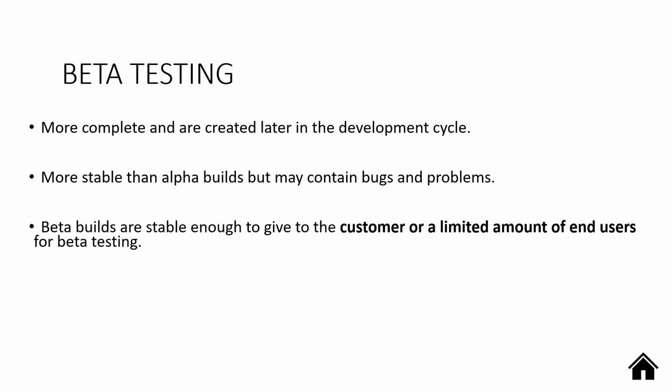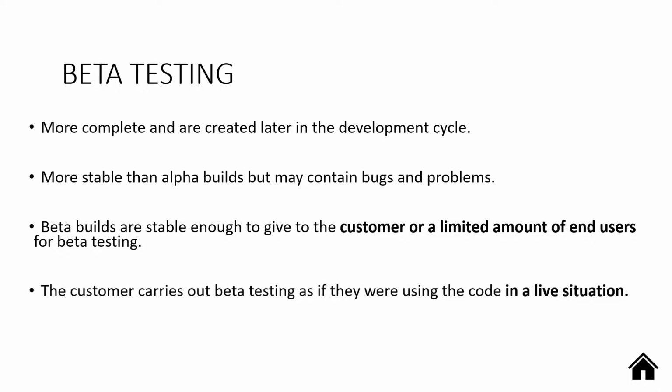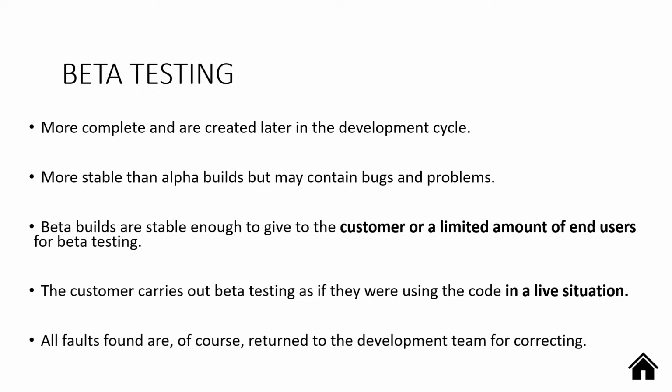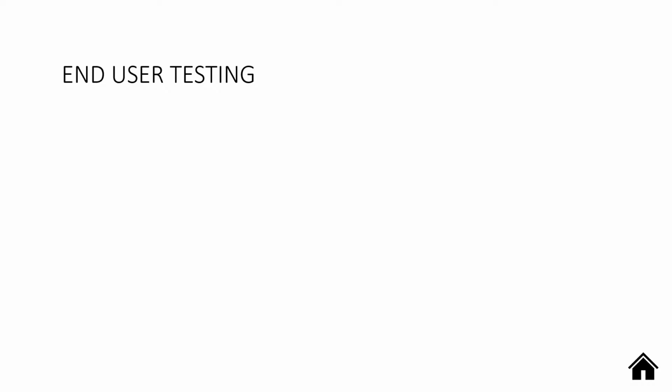Yeah, game companies release games, and that's just for feedback. That is more like a popularity thing, but there are still bugs in them. But normally you have to agree to send off the test logs. Okay, the customer carries out beta testing as if they were using the code in a live situation. That's where your games come in and things like that. And any faults found are returned back. I'm surprised they send out alpha tests, I really am. But hey, each to their own.